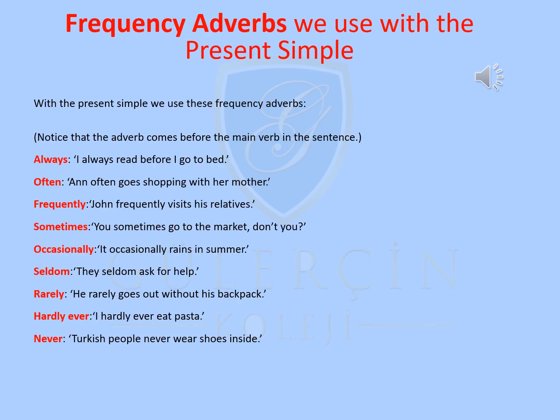Let's see the frequency adverbs that we use with the present simple tense. Don't forget to put the adverb of frequency in between the subject and the main verb. For example, always. I always read before I go to bed. Often. Anne often goes shopping with her mother. Frequently. John frequently visits his relatives.